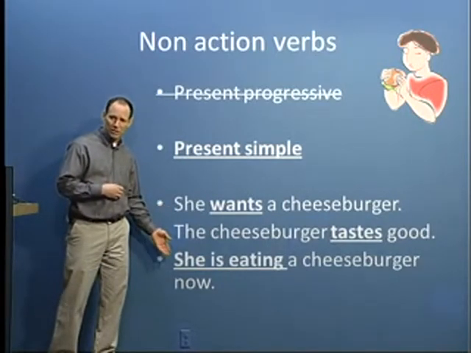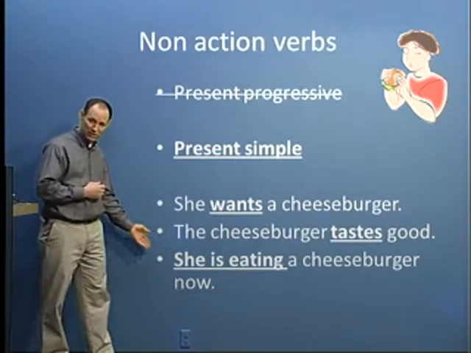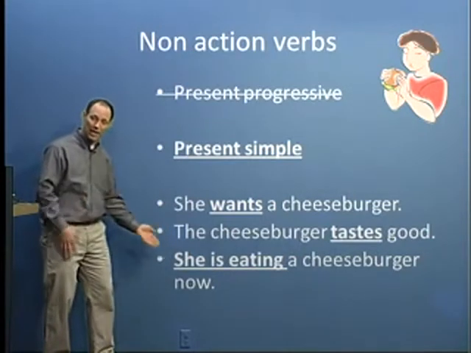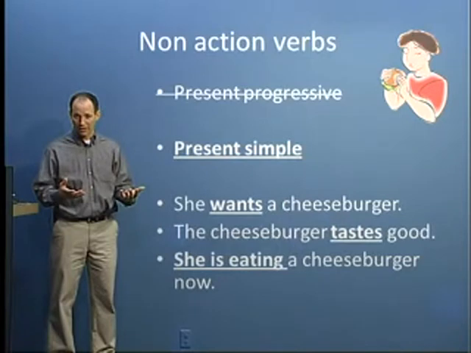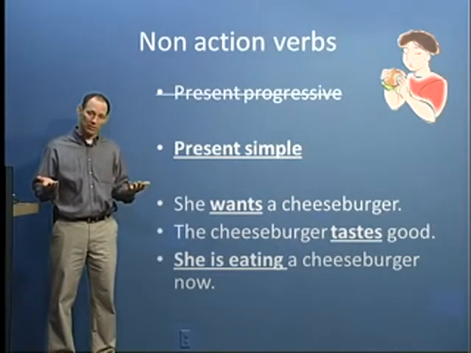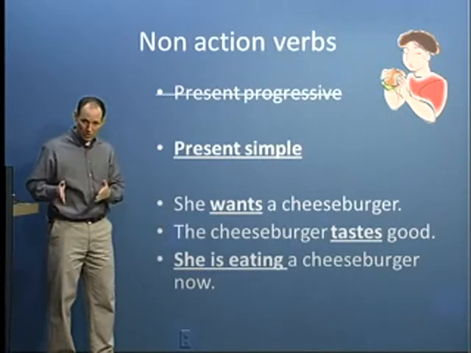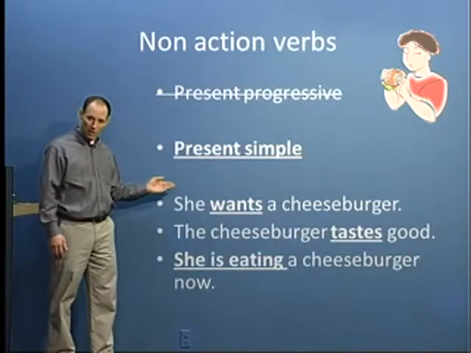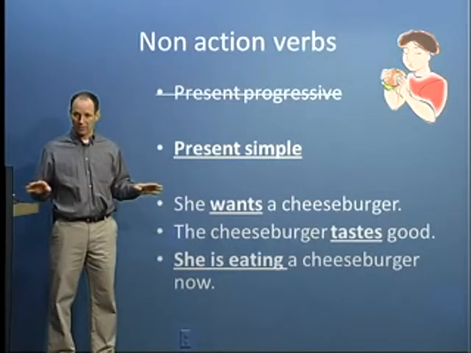And the last one, she is eating a cheeseburger. That is an action. And in that situation, if the meaning is now, in progress now, we use present progressive. If the meaning is usually, or our habit or our custom, we'll use present simple. So with eating, it could be present simple or present progressive, depending on the situation. With want and taste, they're going to be present simple.